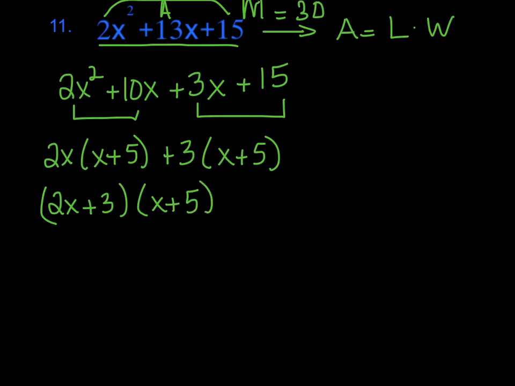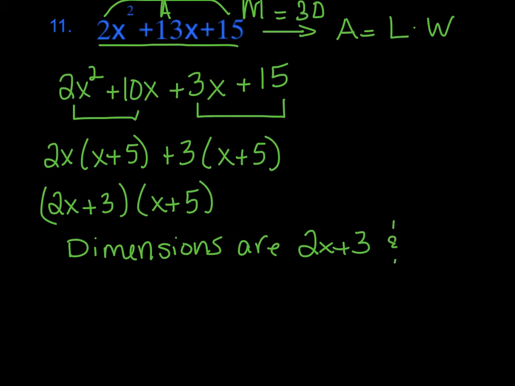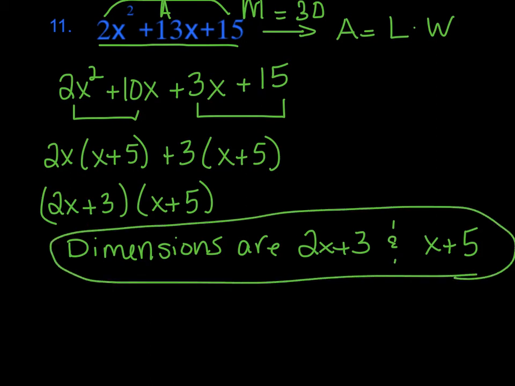All right, so let's just read the question again. All it says is to represent the dimensions in terms of x. In other words, when it says in terms of x, that means you're going to have x in your answer. So the dimensions for your rectangle are 2x plus 3 and x plus 5. And because we don't know which one is the length and which one is the width, we don't assign it. We don't say that 2x plus 3 is the length and x plus 5 is the width. We're really not sure. So we just simply say that the dimensions are 2x plus 3 and x plus 5.